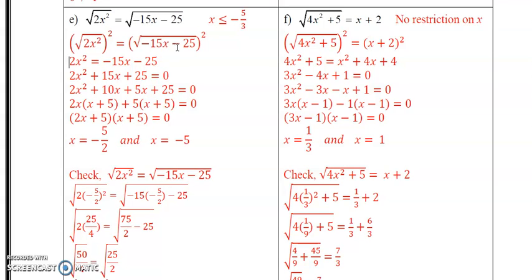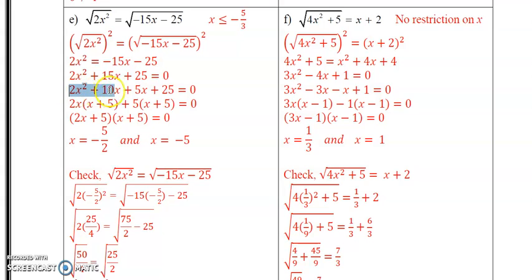So once you have the quadratic, 2x squared plus 15x plus 25, what you want to do is use decomposition if possible, which I noticed: two numbers multiplied together to give me 50 and added together to give me 15 are 10 and 5. So I split the 15x into 10x plus 5x.